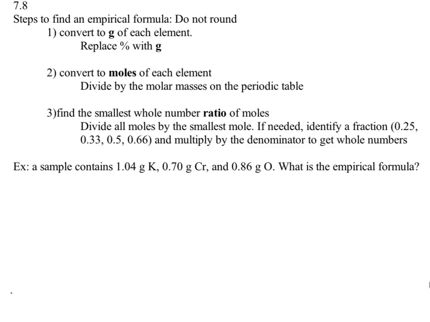This lesson is how to find an empirical formula. That's important because that's what you find when you do an experiment: the empirical formula of a compound, which is the smallest whole number ratio of atoms. The first step is find mass.